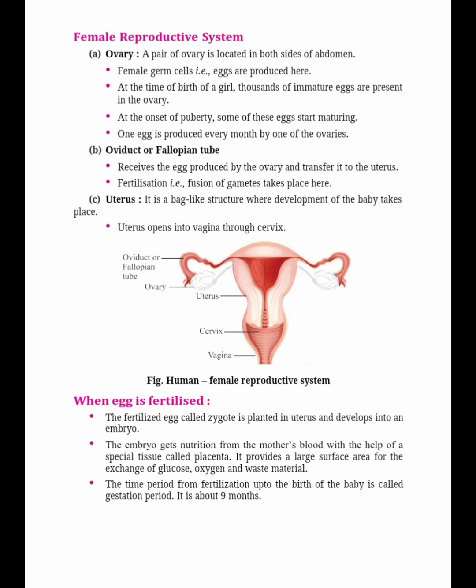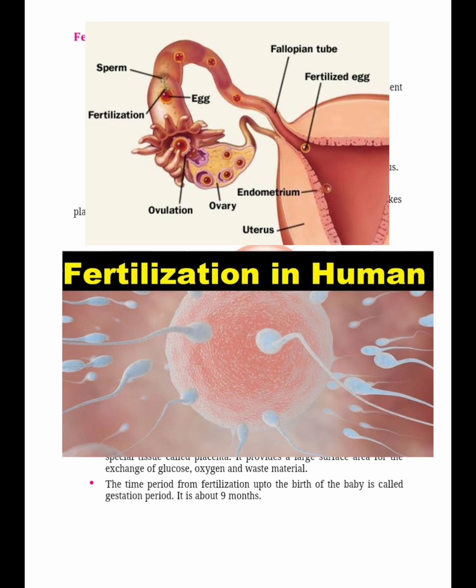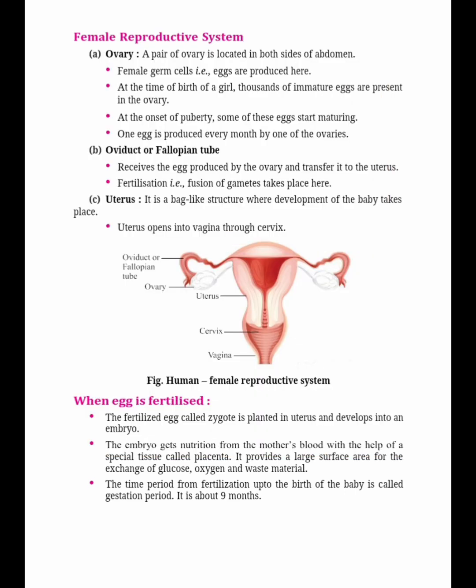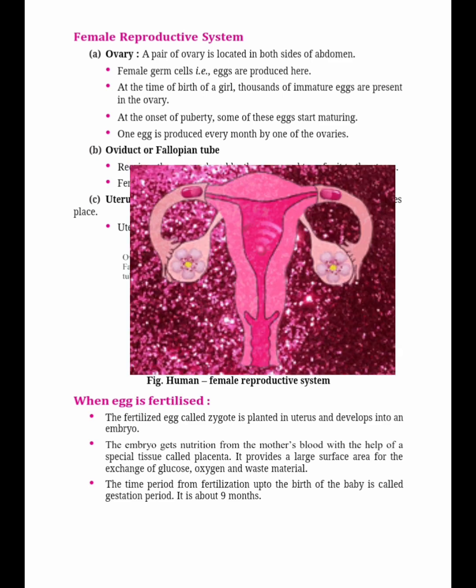And the main thing you have to remember is fertilization. That is the fusion of male and female gametes takes place in this place, that is oviduct or fallopian tube. So this question has been asked in the previous question papers. Where does the fertilization take place? So you have to remember fallopian tube or oviduct.